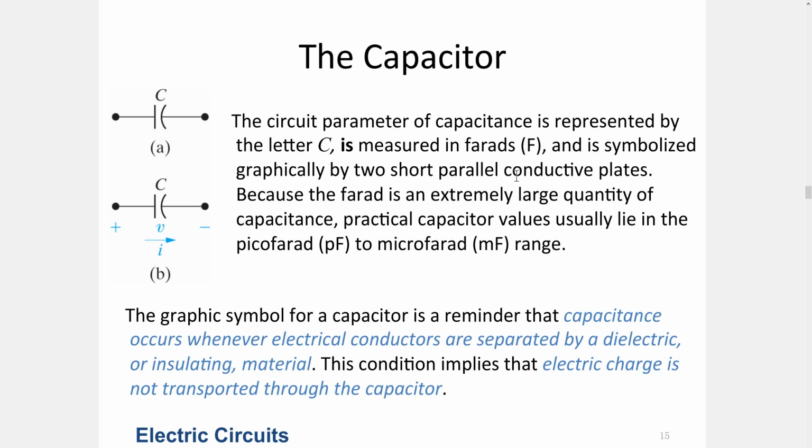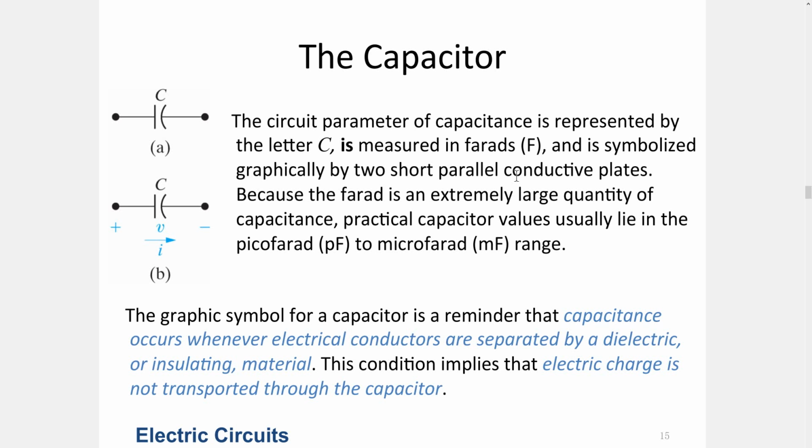Since the farad is a very large quantity in practical terms, the capacitors that we use in real-world circuits typically have values ranging from picofarads to microfarads. So we have picofarads, microfarads, and nanofarads. In microelectronics, when we are designing chips, we deal with very small capacitances in the range of femtofarads.